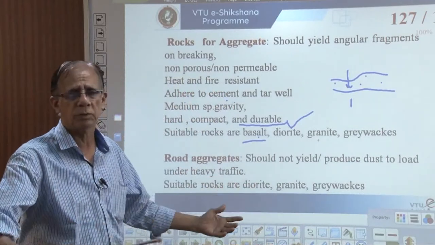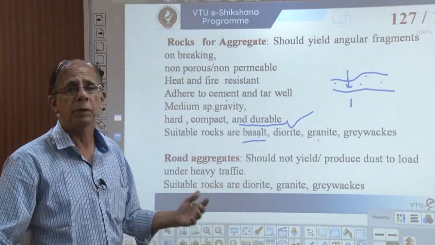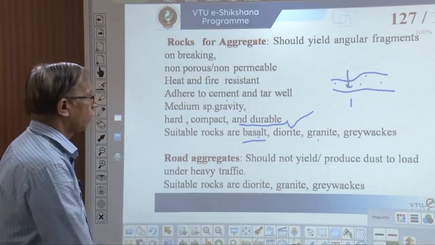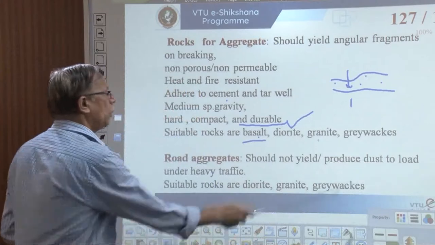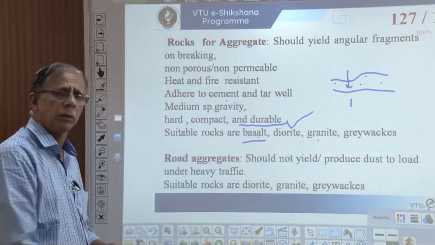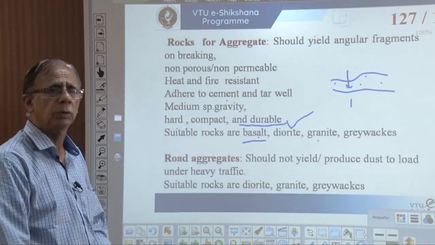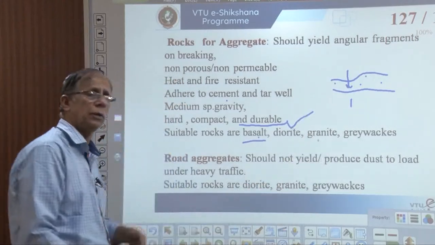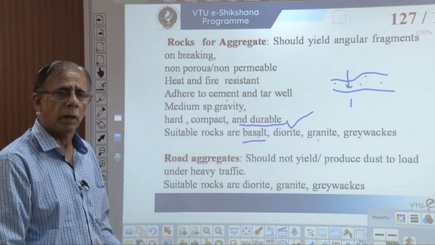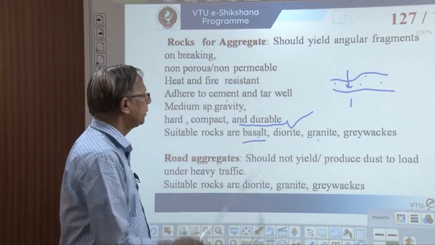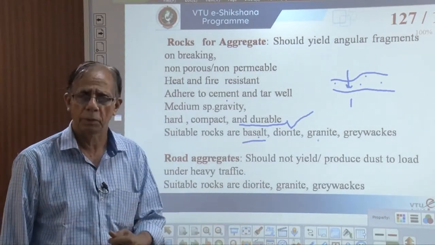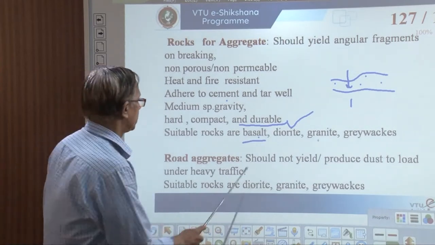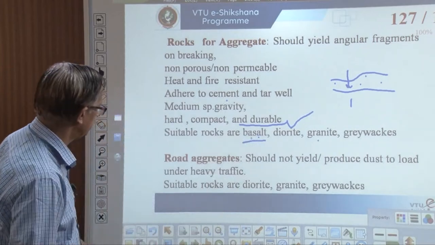Thus, we have a choice. Availability matters. Between Ranebennur and Dharwad, we have plenty of greywacke locally available, so they use it. Between Chitradurga and Bangalore, plenty of granite is available, so that is used. Around Belagavi, they use basalt, since it is all Maharashtra, etc. That is availability. But with respect to property, yes, this is the best, I say.